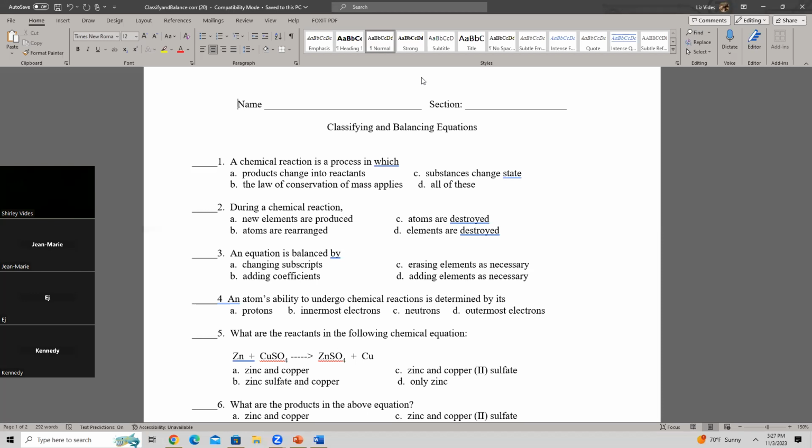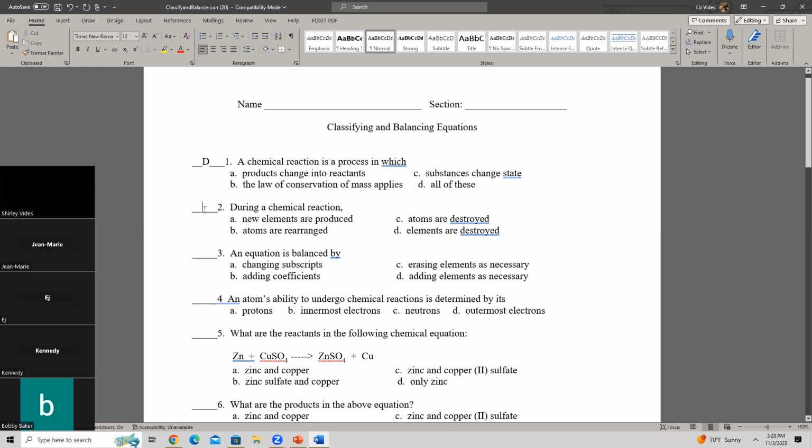Anybody? Nobody's answered. All right, so in this case, a chemical reaction. Yeah, a chemical reaction is what? The law of conservation of mass applies. For sure. What else? Anything else? Is it D? Yes, it is. Yeah, all of them. Yes, correct.